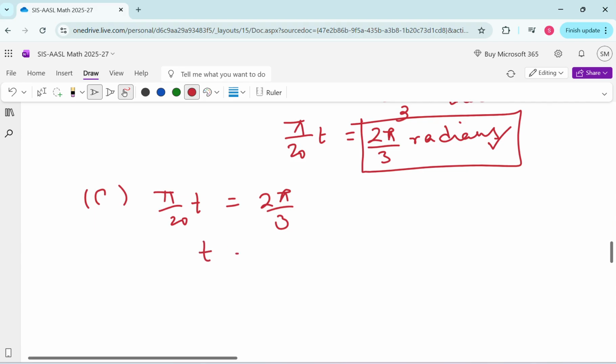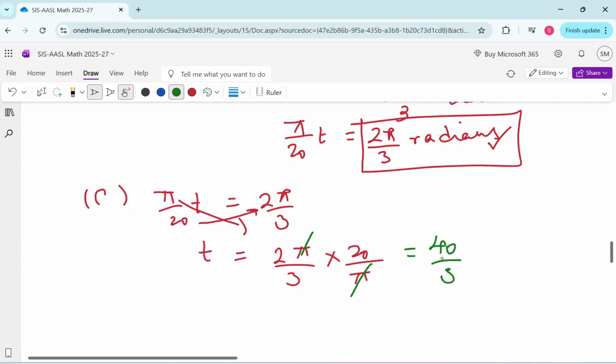All I have to find here is t, because they ask at what time this happens. So I'm going to just shift this 20 there, pi there. It's going to be times 20 upon pi. You can just cancel whatever you can. So the answer is 40 upon 3. You can write it in decimals up to 3 SF because that's what IB expects, 3 significant figures. So 3 ones are 3, 3 threes are 9, then again 3 threes are 9. Now we are getting a recurring decimal. So the final answer can be written as 13.3 seconds.